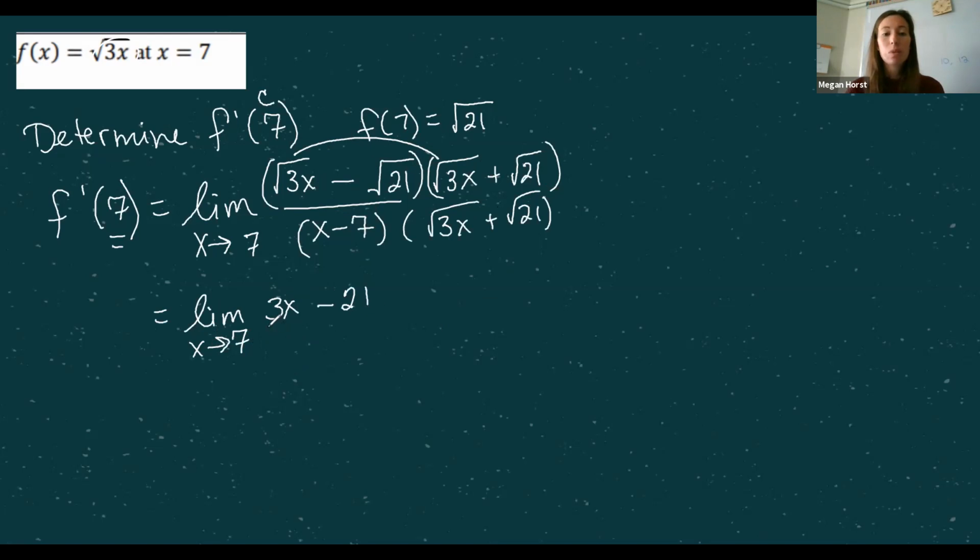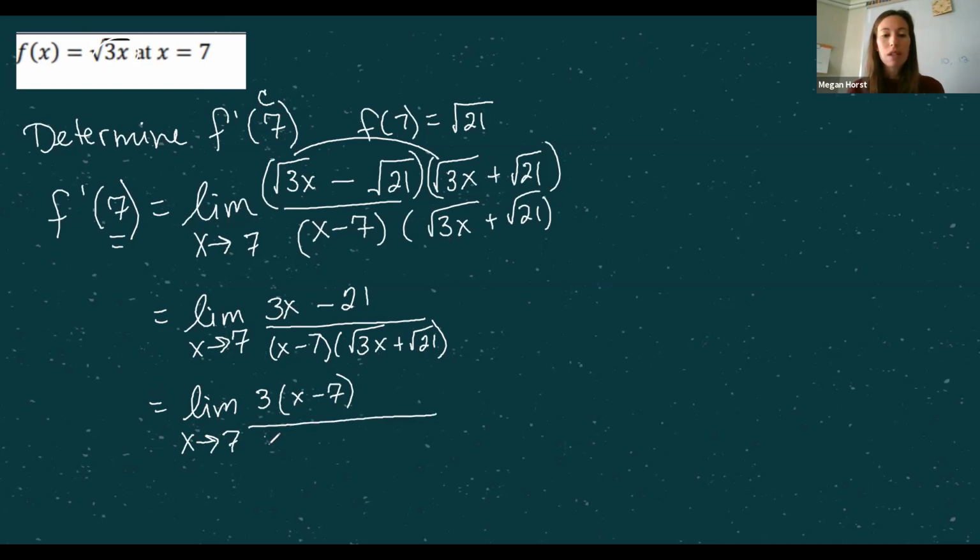So I have 3x subtract 21 all over x subtract 7 multiplied by the square root of 3x plus the square root of 21. Now notice I'm trying to get rid of this x subtract 7, right? Because then I can substitute 7 into this expression. So notice that if I factor out a 3 here, I'm going to rewrite this. I can factor a 3 out of my numerator, and I'm left with 3 multiplied by x subtract 7 all over x subtract 7 multiplied by the square root of 3x plus the square root of 21. I now have these x subtract 7s that can cancel out. So that's gone and that's gone.